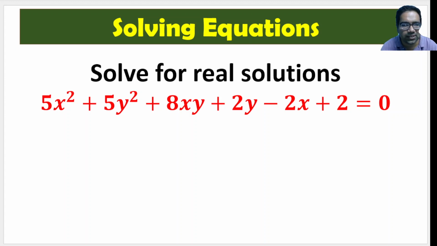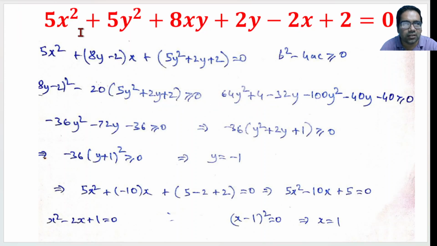5x² + 5y² + 8xy + 2y − 2x + 2 = 0. Let us try to see this in the form of ax² + bx + c, then we'll use b² − 4ac. Let's see how. We can slightly transform this equation as 5x² + (8y − 2)x + (5y² + 2y + 2) = 0 in terms of ax² + bx + c.